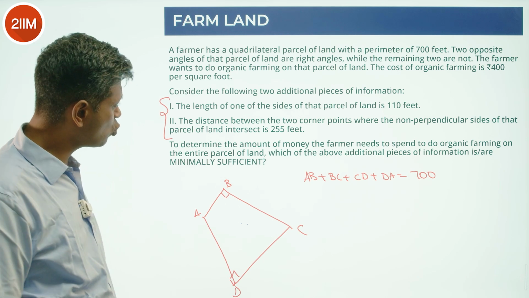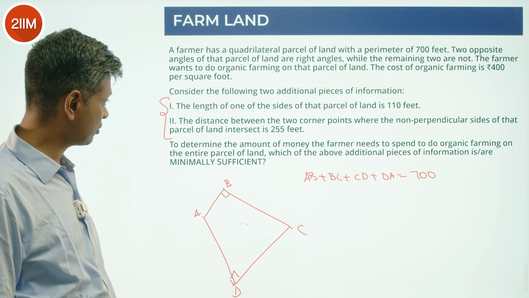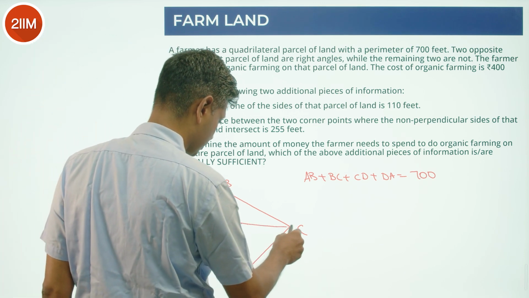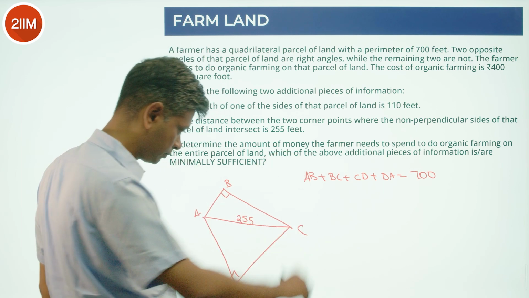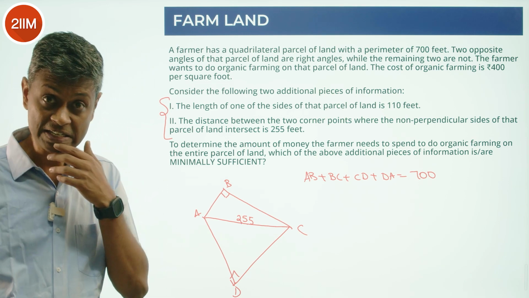The distance between the two corner points where the non-perpendicular sides of that parcel of land intersect is 255 feet. Very nice. So draw this. This is 255. Nice, brilliant. So this is 255 feet.